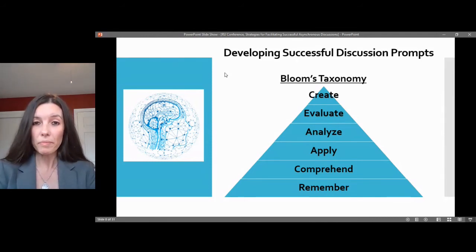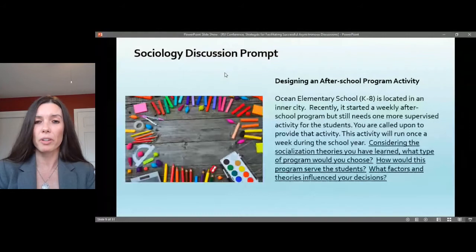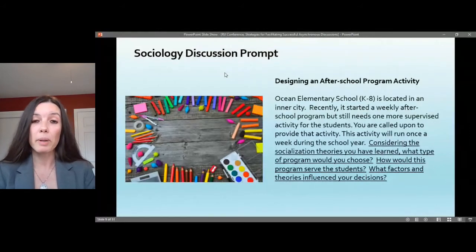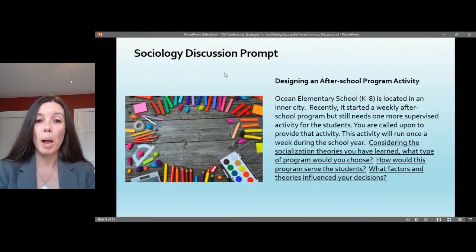Here's a good example from our Intro to Sociology class at Ocean. In this example, students are asked to design a supervised activity for an after-school program. As you can see in the underlined sentences, they must recall and comprehend the socialization theories that they've learned and evaluate them to select a program. Then they must analyze why certain learned theories contributed to their decision. Again, this is a great prompt.